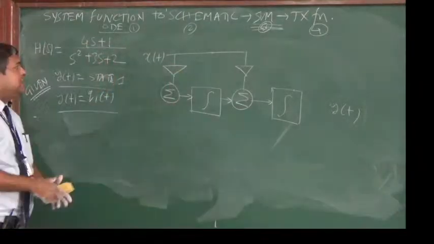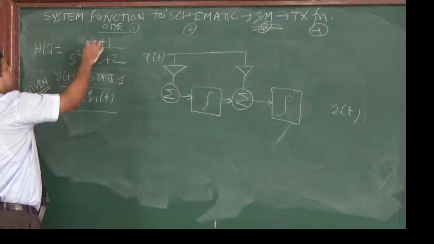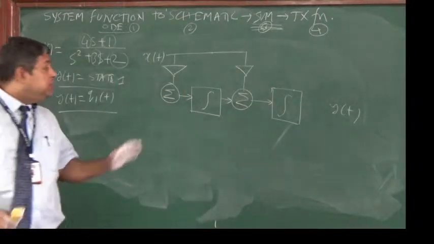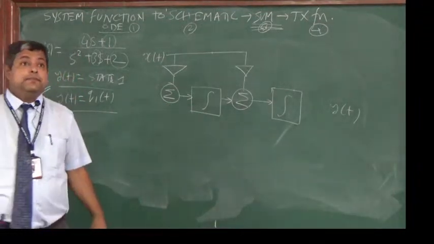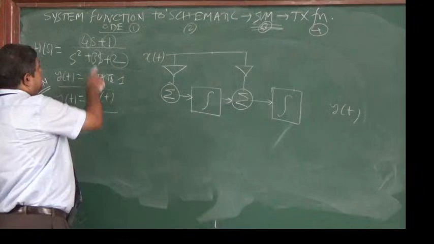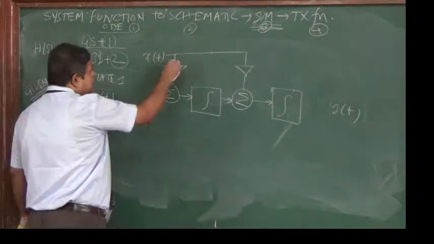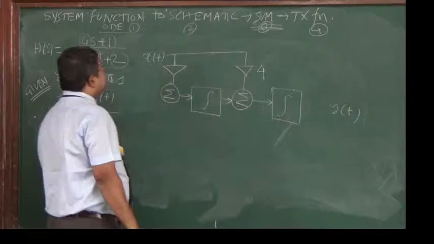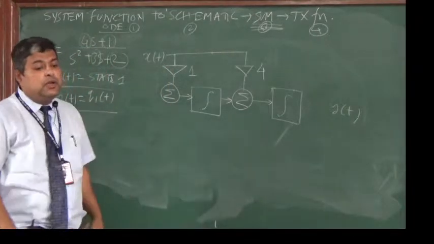Only there are 4 coefficients. This is 4, 1, 2, 3. These 4 things we have to incorporate in this system. Okay. So how to incorporate them? So this 4s plus 1. If this is 4s plus 1, this is an amplifier, and this will have a gain of 4. This is an amplifier, this will have a gain of 1. So this is how to draw it.